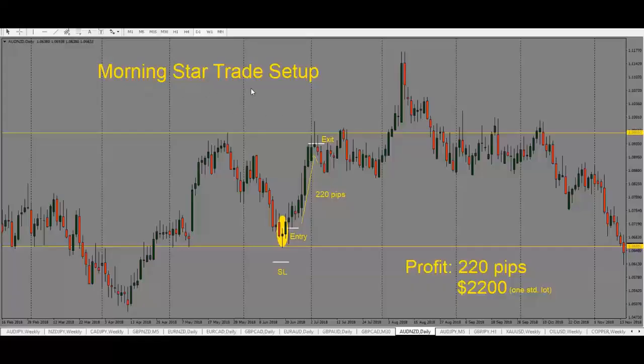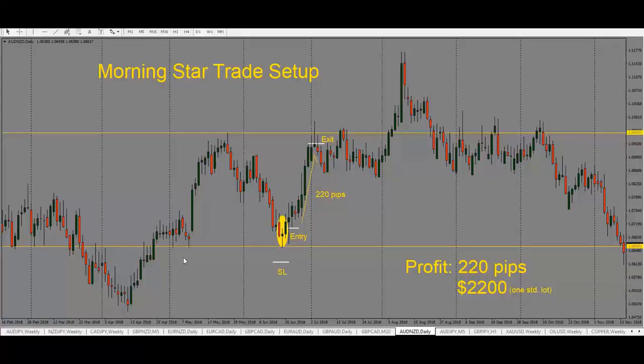Here we're looking at a Morningstar trade setup. This is Aussie New Zealand daily chart. A Morningstar trade setup is formed with 3 candlesticks. Here we can see a bearish candlestick. We see that price had been coming down. And then we have this doji in the middle, this indecision candle. And finally, we have a bullish candlestick. The 3 candlesticks together give us our Morningstar trade setup.